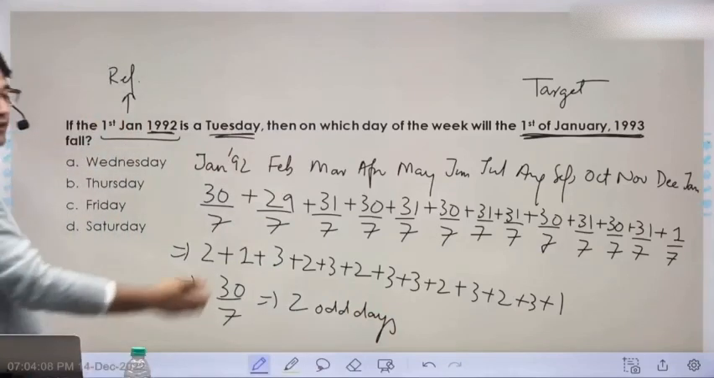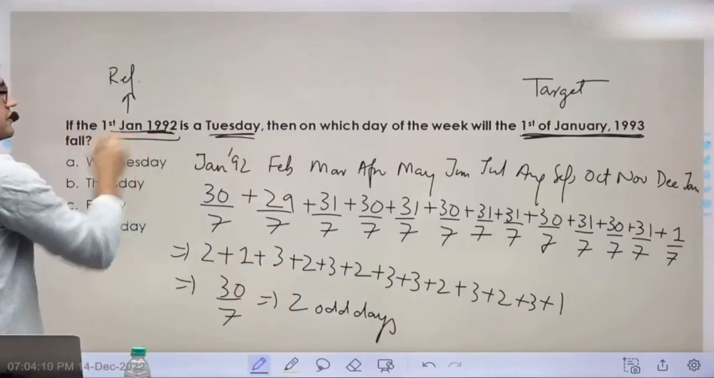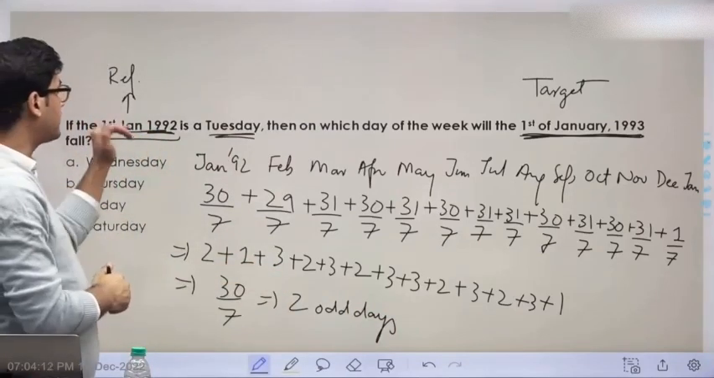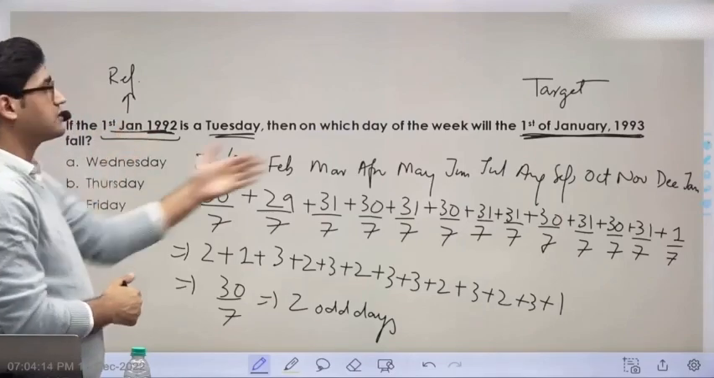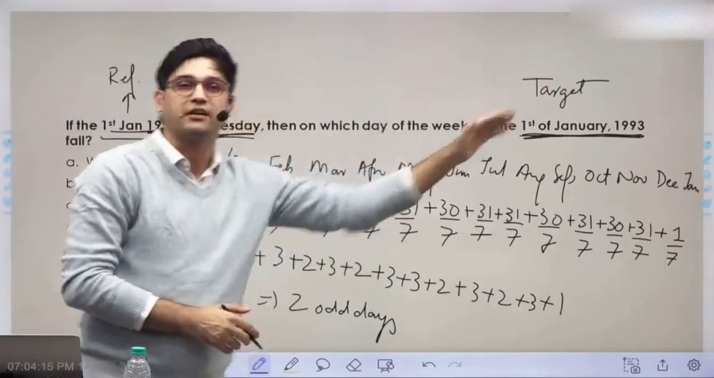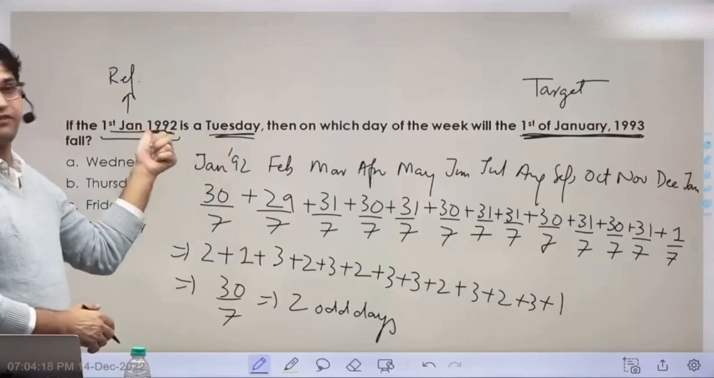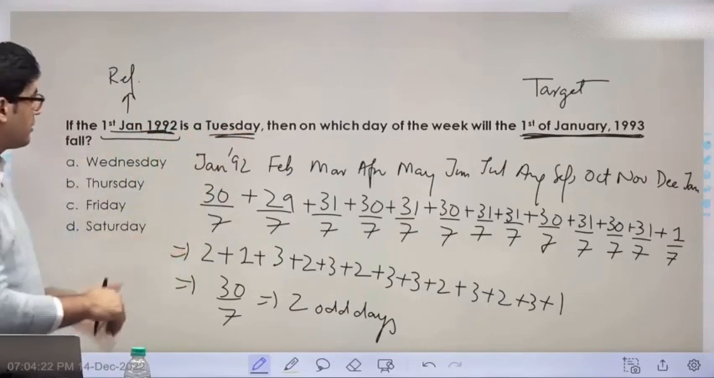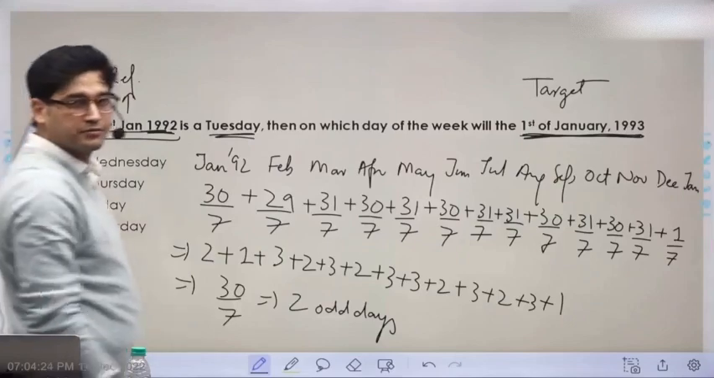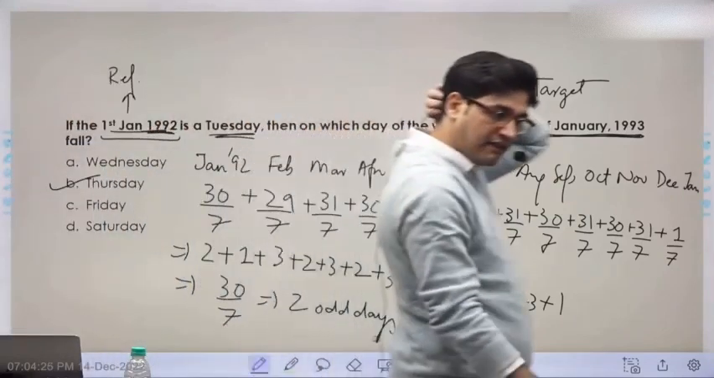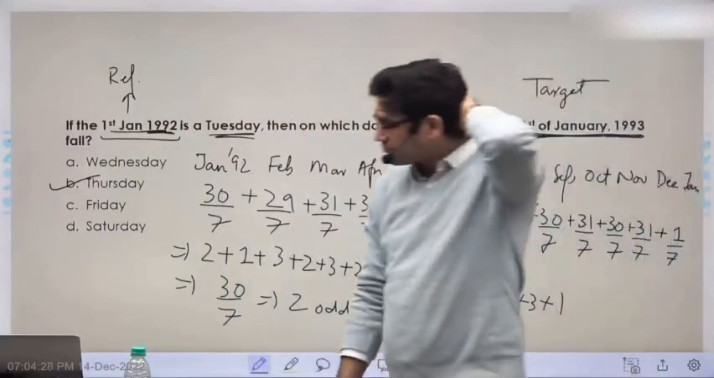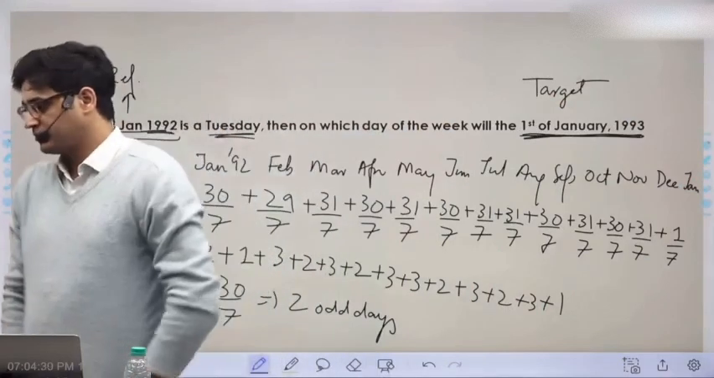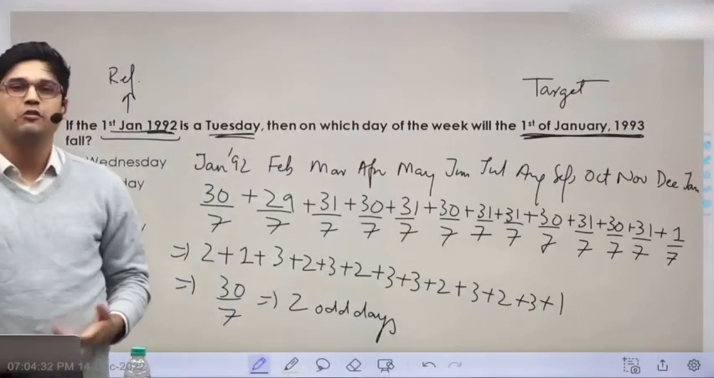You have to add 2 to your reference date. Why are you adding it? Because this is the date 1992, the next one is 1993. You are moving ahead in time. So you add 2 to your reference date. Your reference date was Tuesday. Add 2 to it, Wednesday and Thursday. Your answer should be Thursday. Very simple. Has everyone understood this? It will be Thursday.